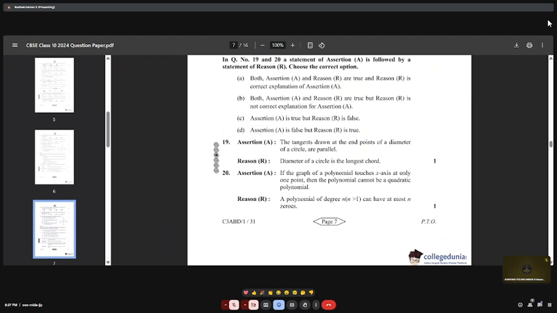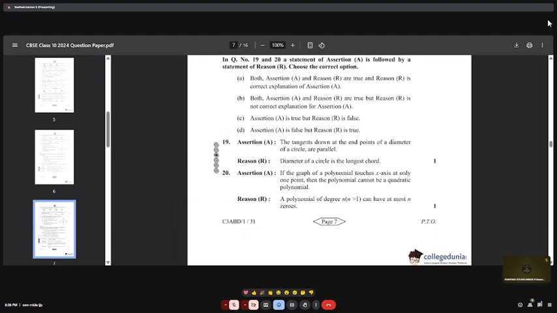The graph of a polynomial touches the x-axis at only one point. If the polynomial touches at only one point, then it cannot be a quadratic. Can it be a quadratic? If it touches at only one point, can it be a quadratic? So a parabola, let us say its vertex is here. This is a quadratic. We can draw a quadratic and it will touch only at one point. It is possible, right?